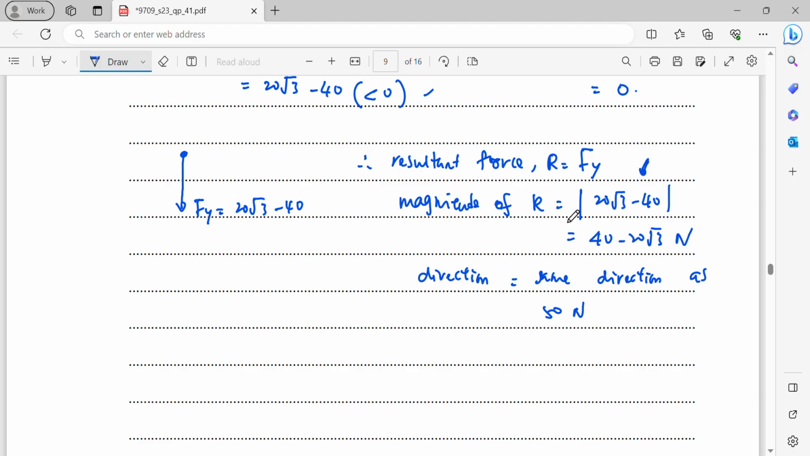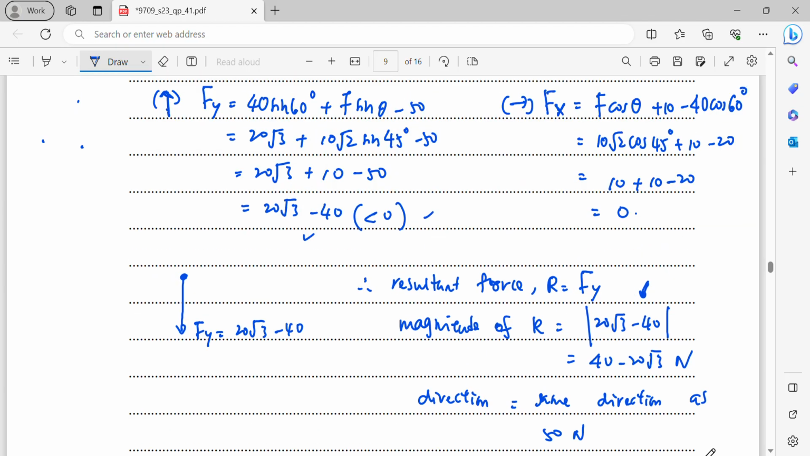Okay, remember the magnitude is a positive value. Since Fy is a negative value, to get the magnitude it will be positive. That's why I just put the modulus sign here and swap these two values, so that it becomes a magnitude already. Alright, so that's all for this question.